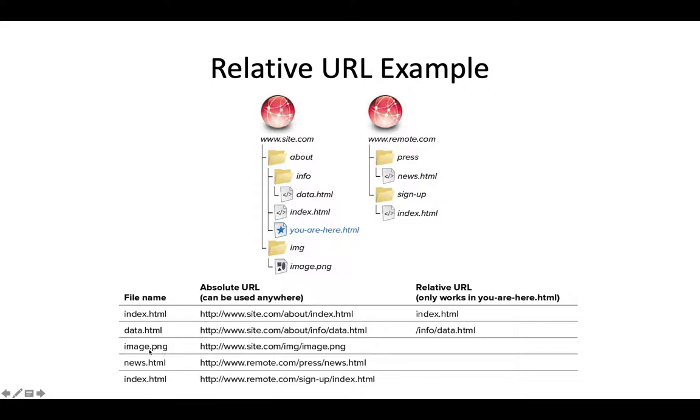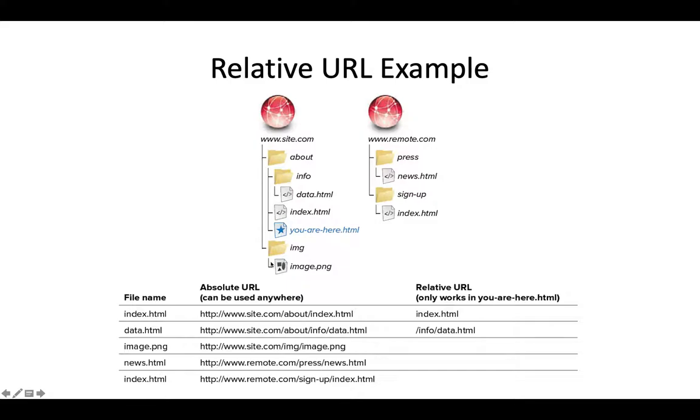Okay, next one is this, an image.png, which is this file here. And what would the relative URL look like? img.png. Okay, and there's one answer, it says it's slash img.png, right? Any other tries? We need two dots before. Okay, so a second answer is you need two dots before the slash image directory and then slash image.png.